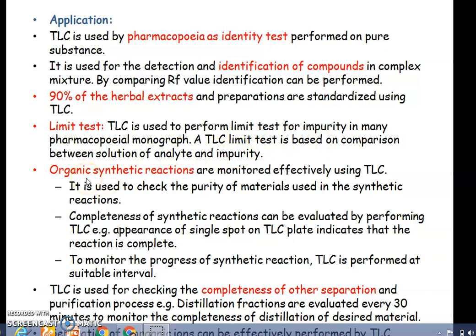Organic synthetic reactions are easily monitored using TLC. It is used to check the purity of materials used in synthetic reactions. Completeness of synthetic reactions can be evaluated by performing thin layer chromatography. For example, the appearance of a single spot on the TLC plate indicates that the reaction is complete. The progress of synthetic reactions can also be monitored using TLC. So overall, synthetic reaction monitoring is possible using thin layer chromatography.